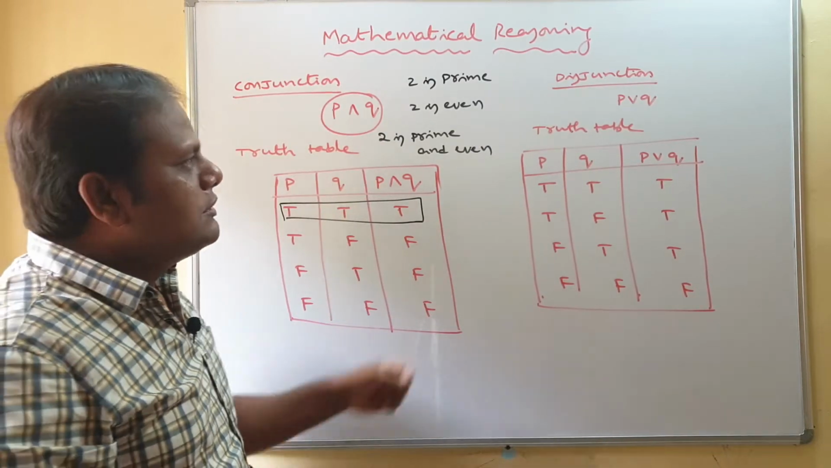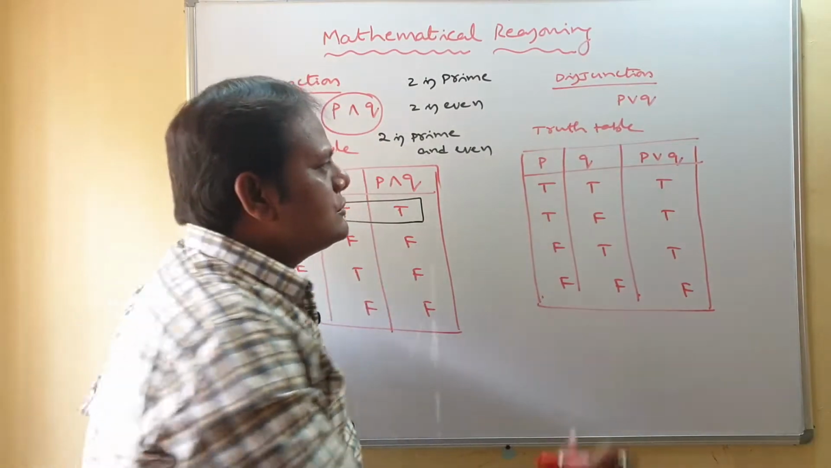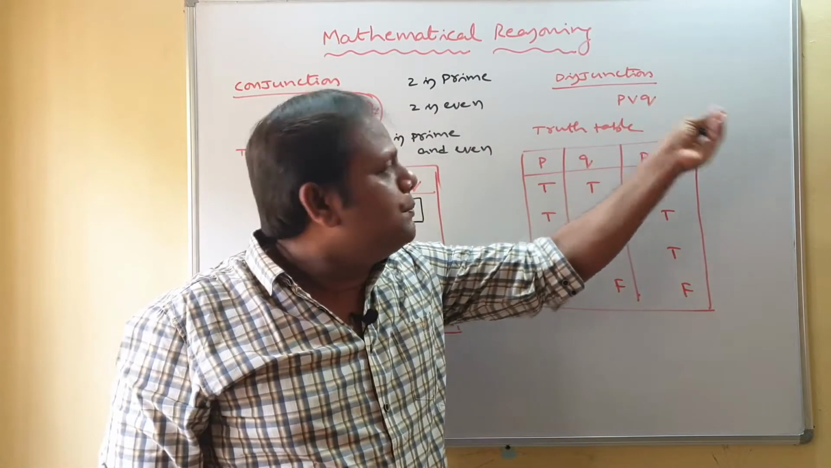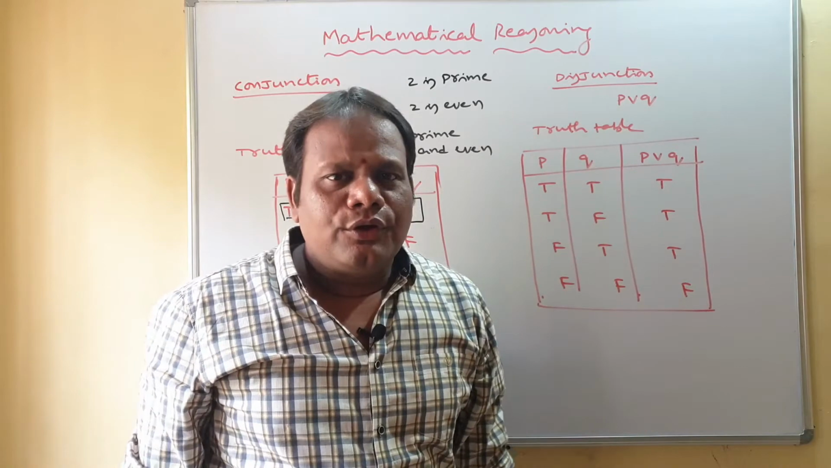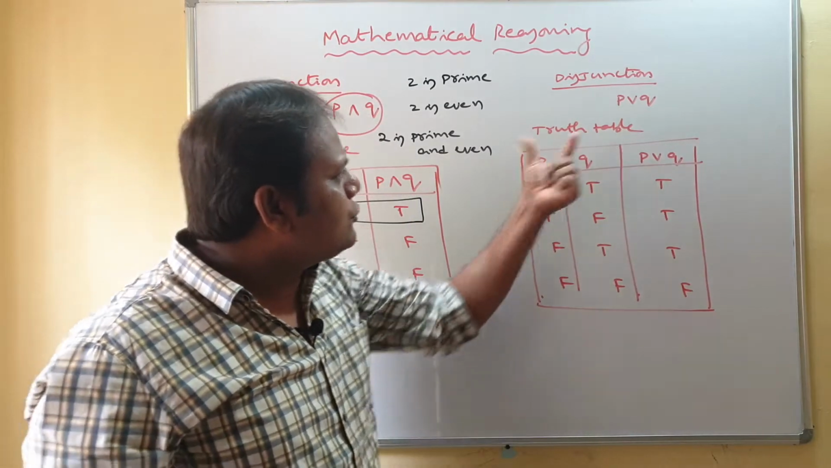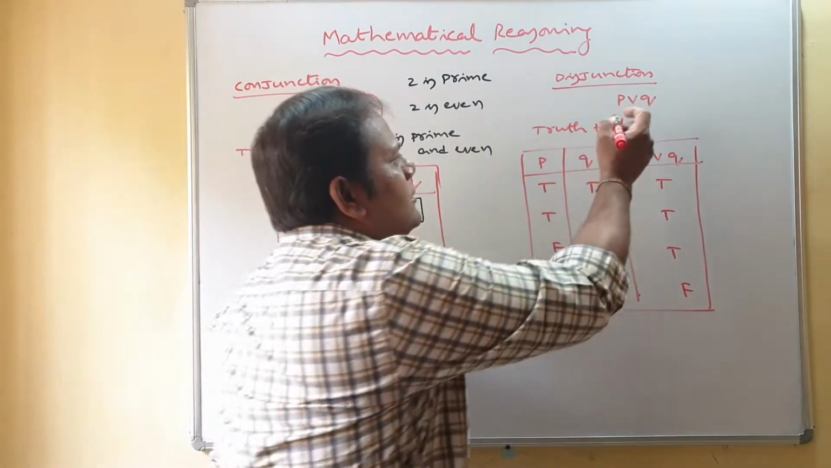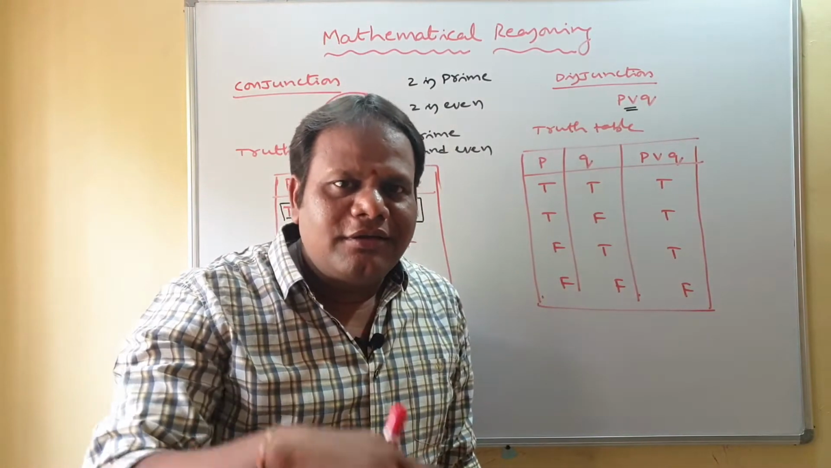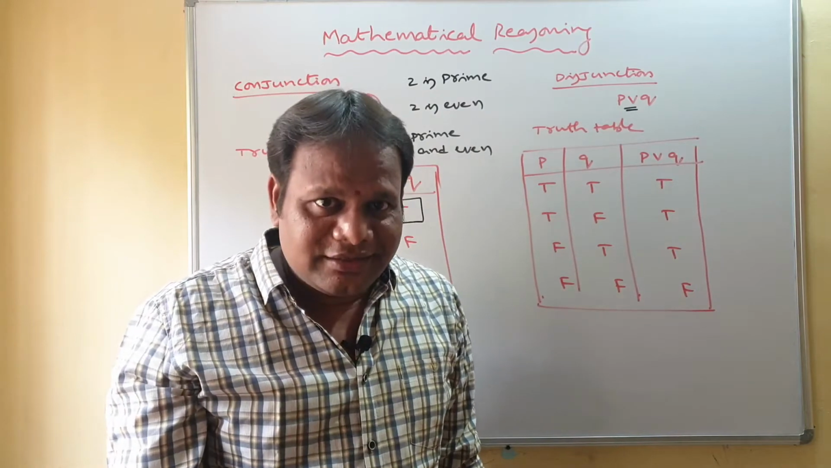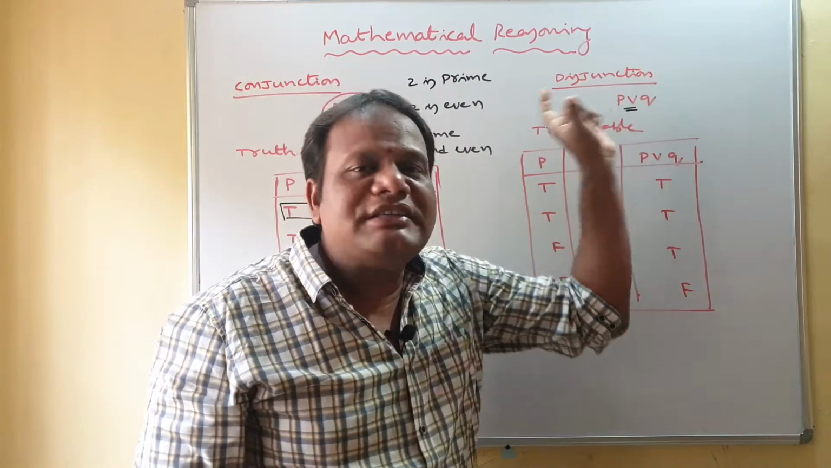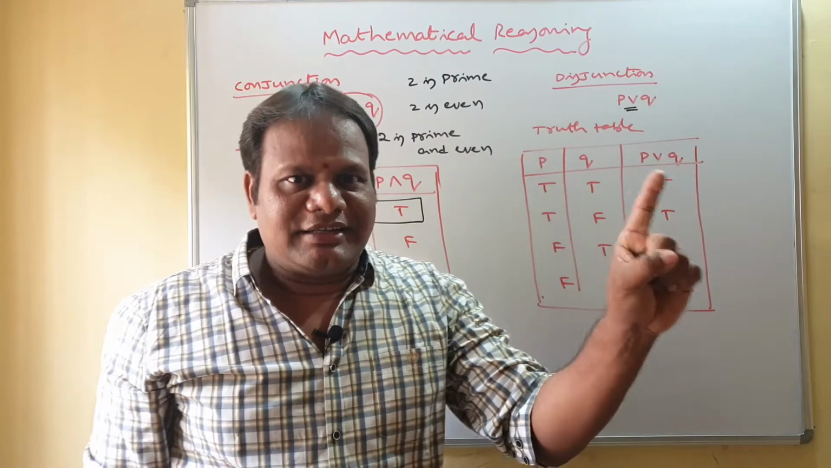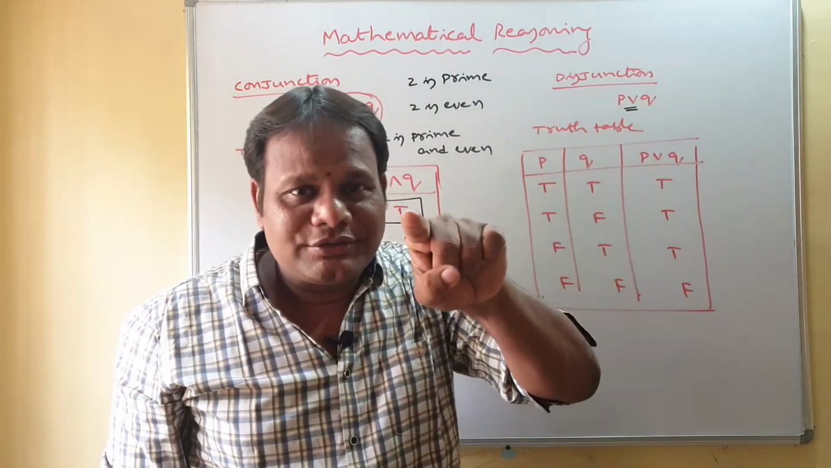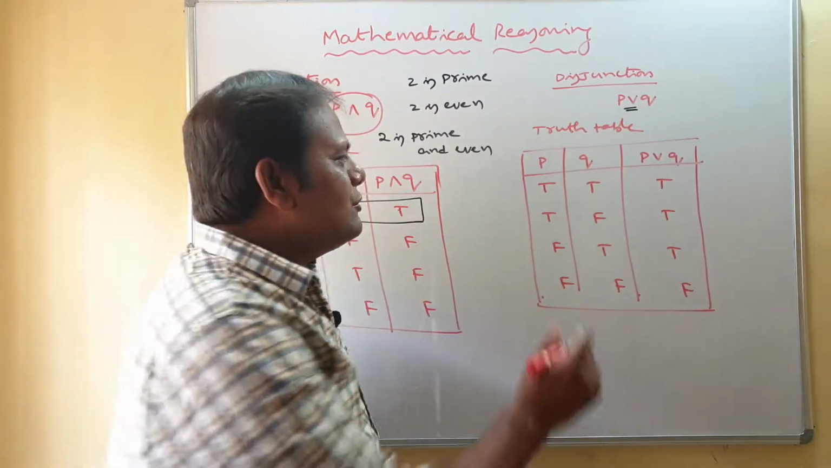Coming to disjunction, here it is P or Q. Look at the truth table of this. When we use 'or', it is either P or Q. If any one of them is correct, then that is correct. If any one of them is true, you can use 'or'.